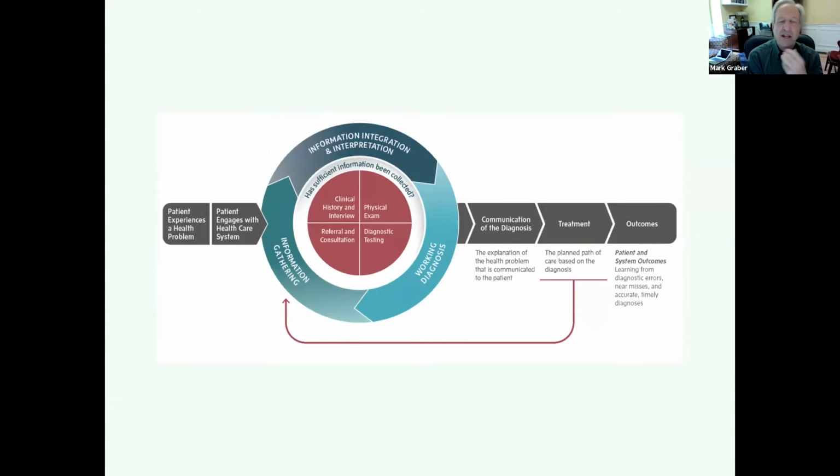We get the history, we do a physical exam. Hopefully we do it well. We try and figure out what's going on. This is iterative. And hopefully we come up with a diagnosis or at least a plan of action. We communicate it, we get going with some tests or with treatment. And that red line is very important. This is where we're supposed to learn about how well we did. What was the outcome? Did I get it right? And by and large, that red line doesn't exist in healthcare today. There's almost no learning of any sort.